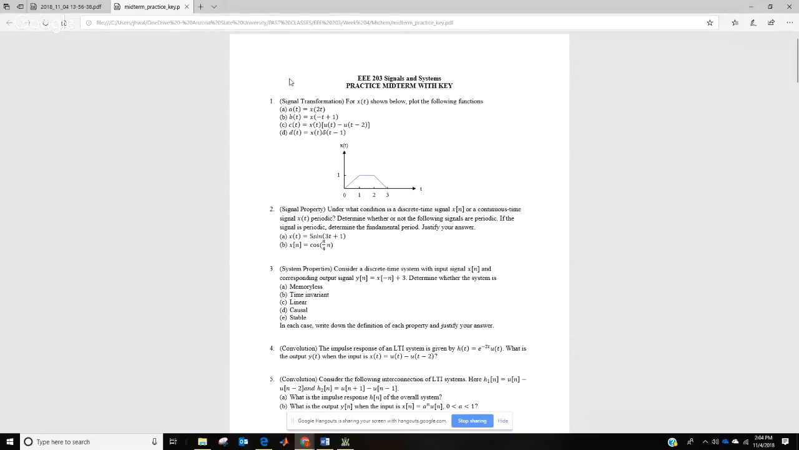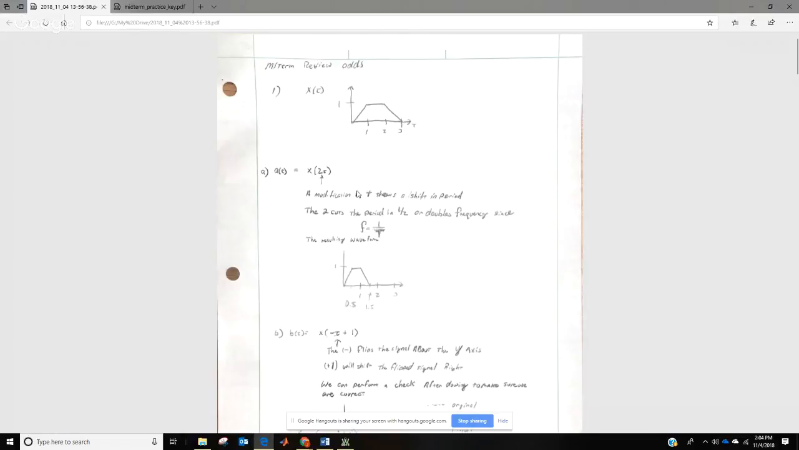All right, for question 1, we're asked to do some simple signal transformation. We have x of t shown on the plot of the following functions. And then we just got to transform the x of t to fit the 4 functions below. So I have our x of t drawn right here.